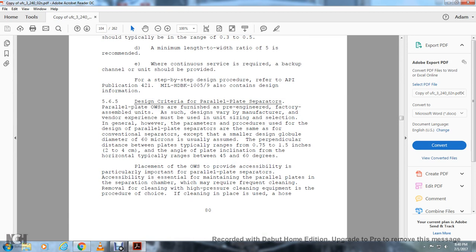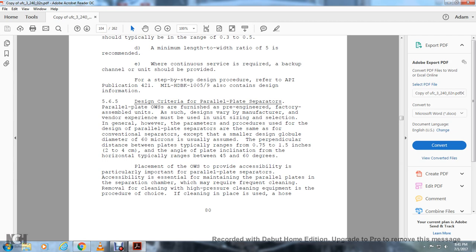Design criteria for parallel plate separators. Parallel plate oil waste separators are furnished as a pre-engineered, factory-assembled unit designed with varied manufacturer and vendor experience. It must also be used with the unit sizing selection. In general, however, the parameters and procedures used in designing parallel plate separators are the same as for conventional separators, except that a smaller design globule diameter of 60 microns is usually assumed. The perpendicular distance between the plates typically ranges from 0.75 to 1.75 inches, and the plate angle of inclination from the horizontal typically ranges between 40 and 60 degrees.